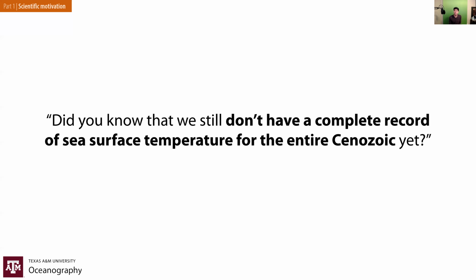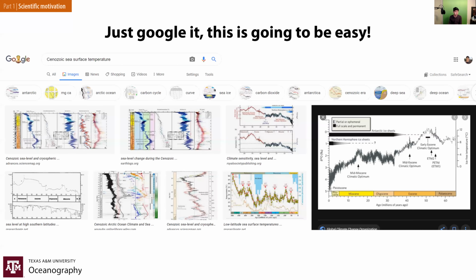paleoclimatologists introduced is the oxygen isotopes from calcium carbonate. It was first introduced back in the 1950s. So my intuition told me that someone should have already completed the Cenozoic sea surface temperature history. So let's guess what I did next after I was asked this question.